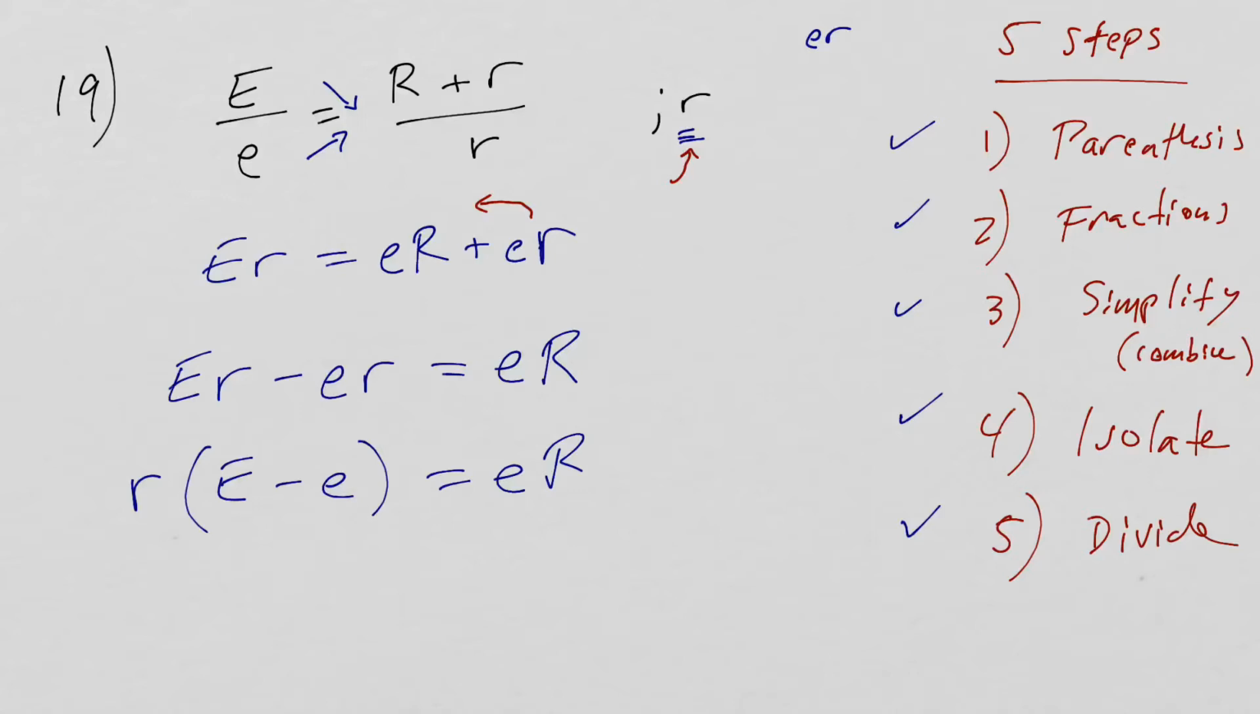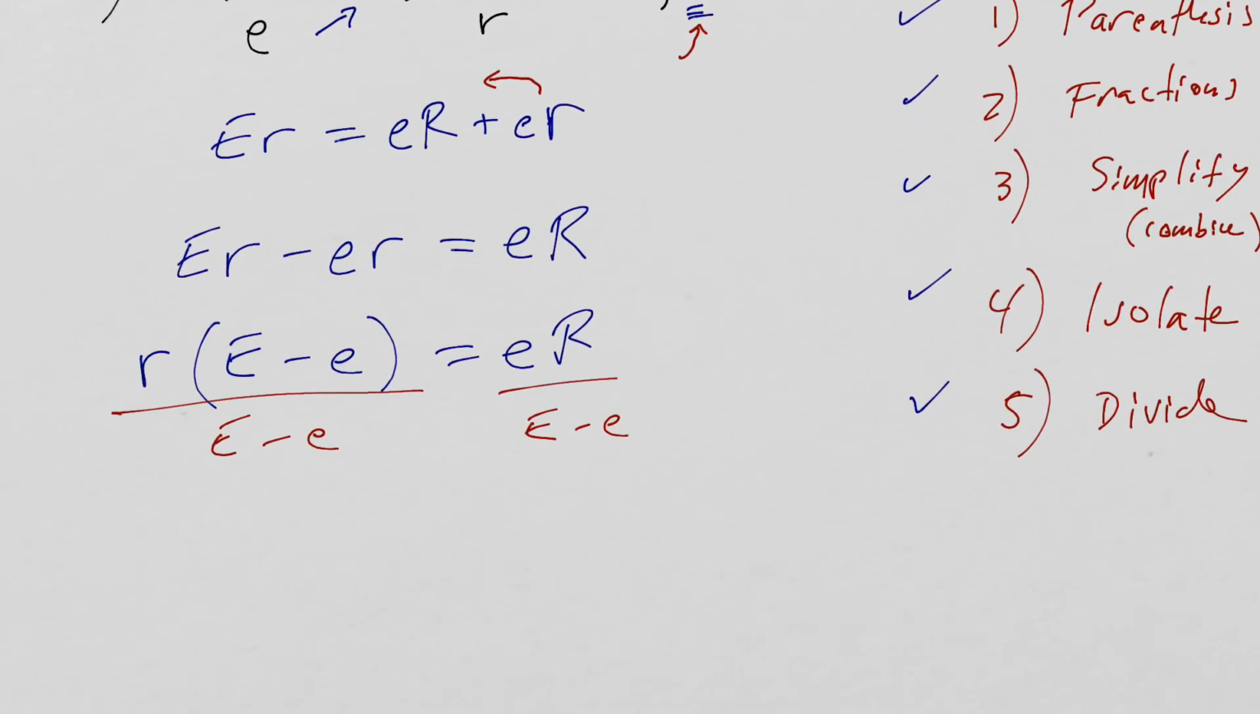I'll divide each side by E minus e. And I'll get, I'm going to scroll here a little bit. I'll get R is equal to ER over E minus e.